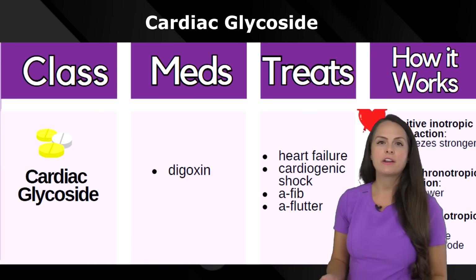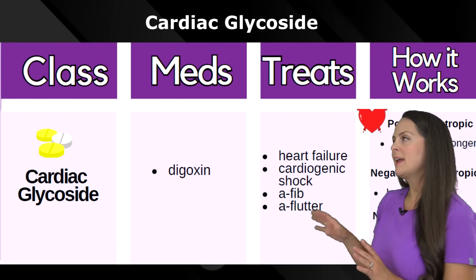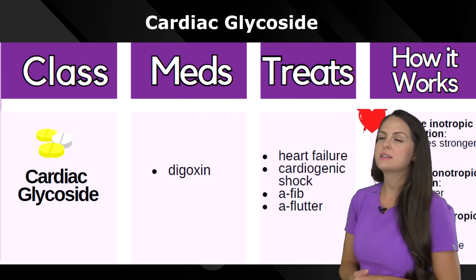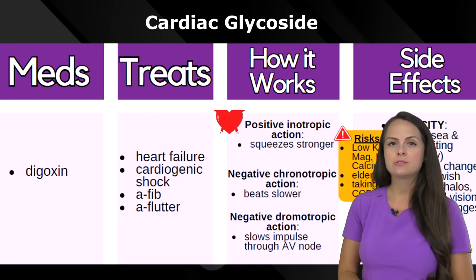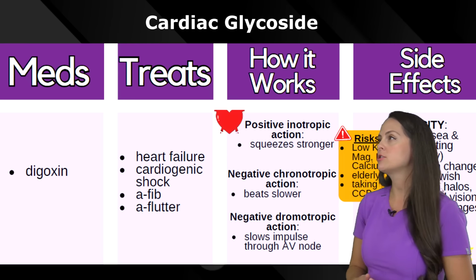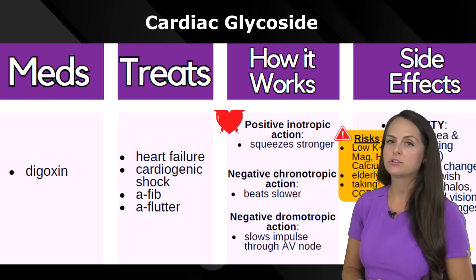Then we have cardiac glycosides. One medication included in this group is digoxin, and this medication can be used to treat heart failure, cardiogenic shock, atrial fibrillation, or atrial flutter.